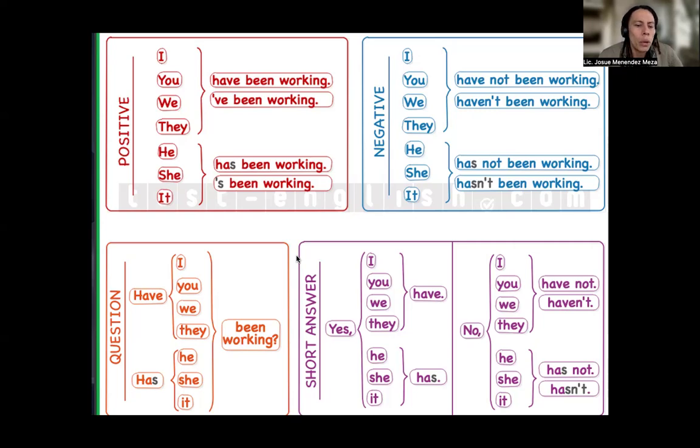And the question, where we switch the places. First we have to use the auxiliary. In this case, have you been working, or has she been working? Short answer: yes, you have, or yes, she has. No, we have not, or we haven't, in the case of contraction. And no, she has not, or no, she hasn't.